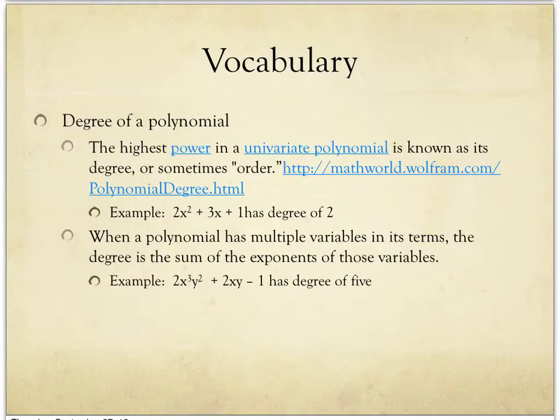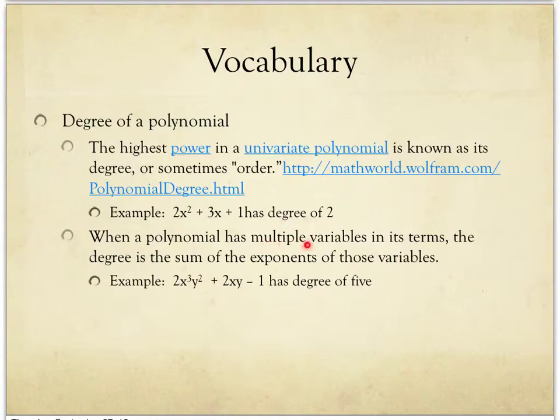Let's talk about the degree of a polynomial next. The degree of a polynomial is the highest power in the polynomial, and it's sometimes called its order, okay? And again, there's more links here that you can take to Math World and other places to see more about degree. But degree really comes into play a lot when you get to the higher levels of mathematics, because we need some way to classify these polynomials. So look at this polynomial here, 2x squared plus 3x plus 1. The highest power in the polynomial is 2. So this polynomial has a degree of 2.